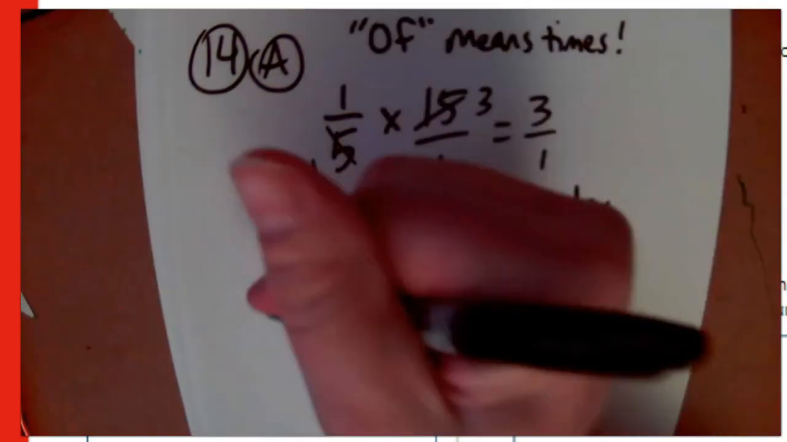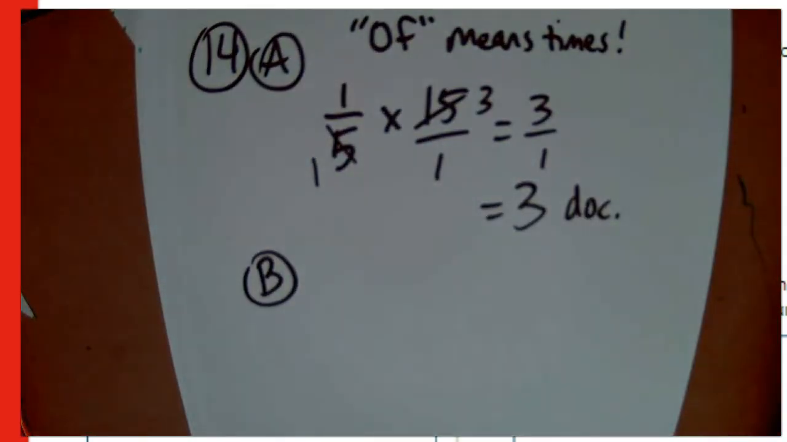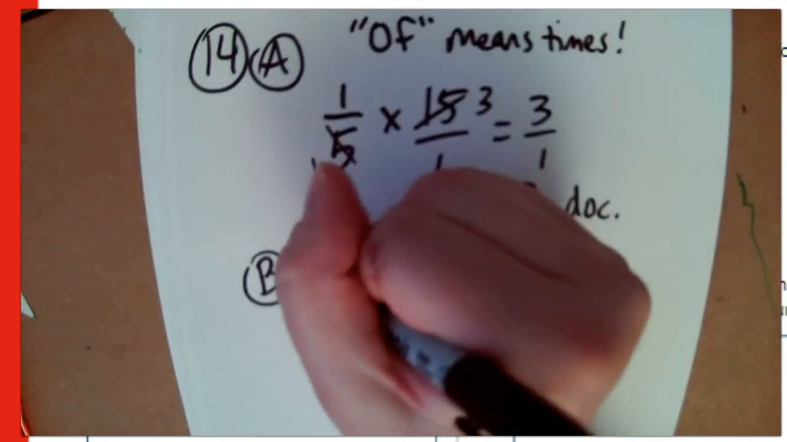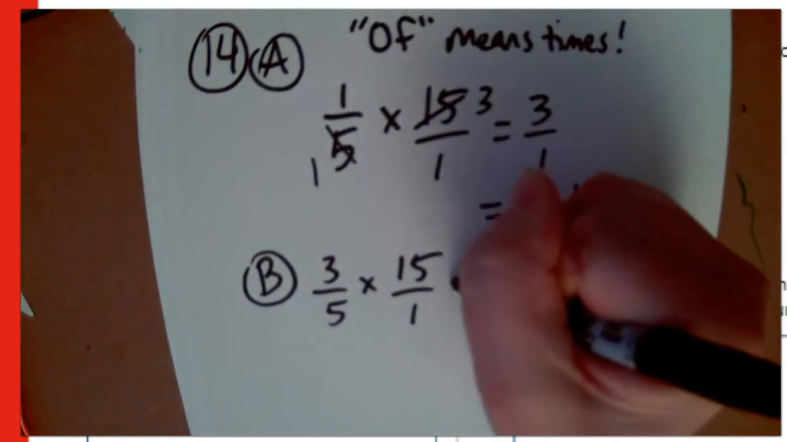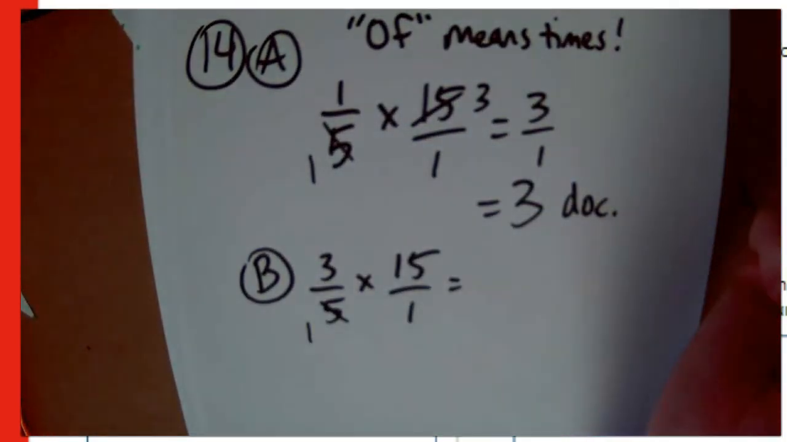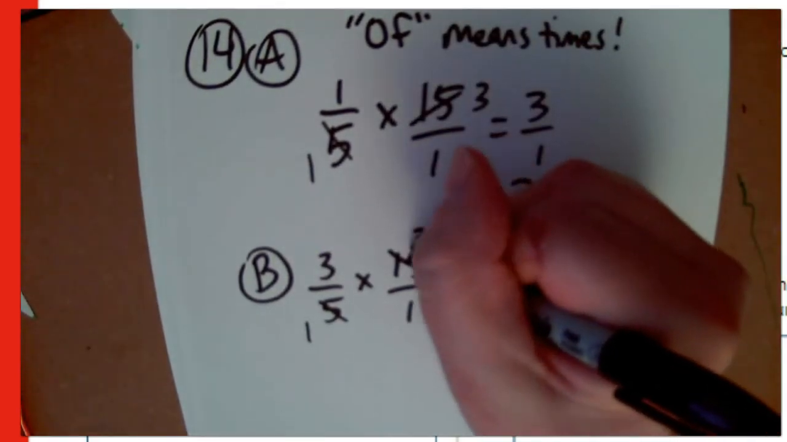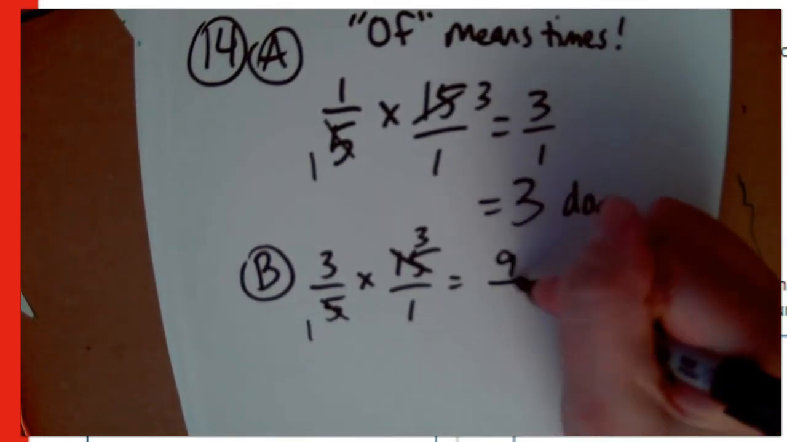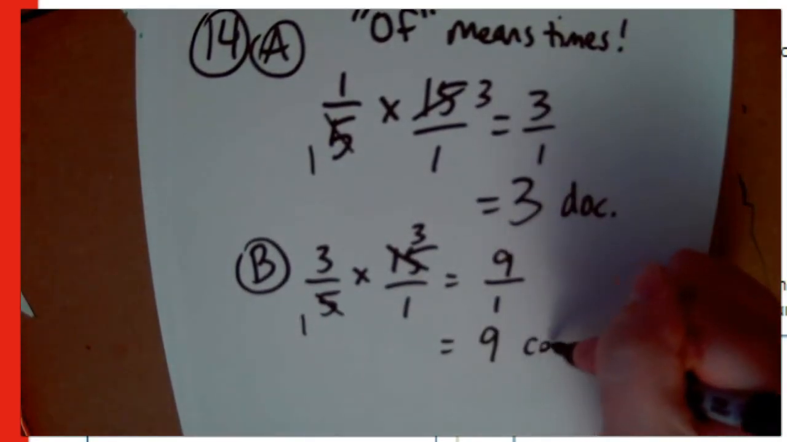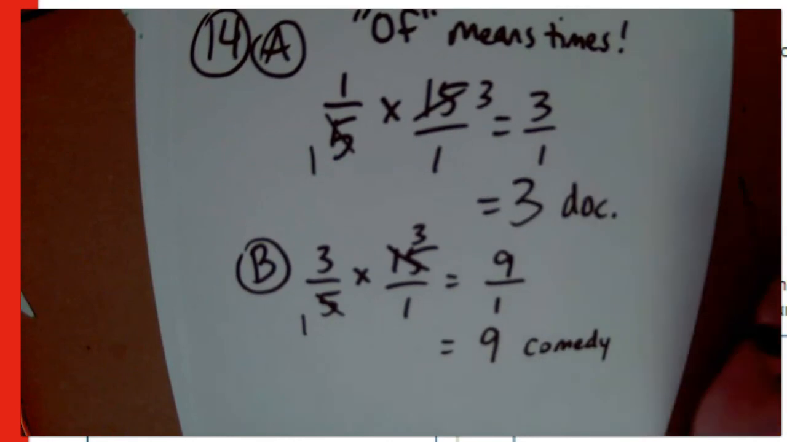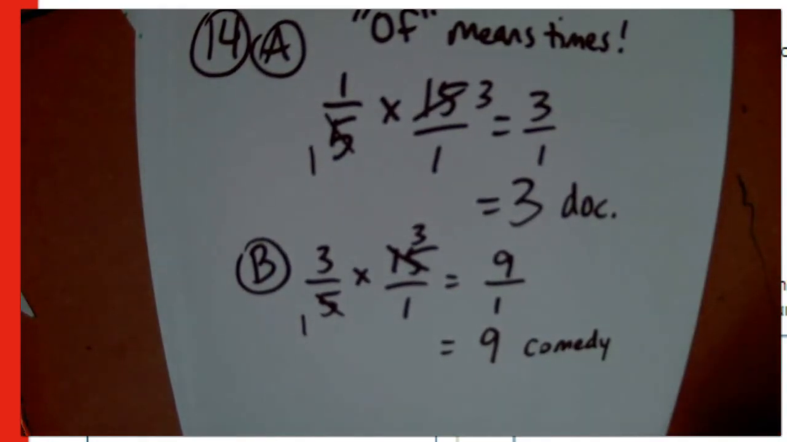In letter B, it says 3/5 of the movies were comedies. So 3/5 times 15 over 1. Again, 5 goes into 5 once, and 5 goes into 15 3 times. 3 times 3 is 9. 1 times 1 is 1. That's 9 comedies. 9 of those movies are comedies.